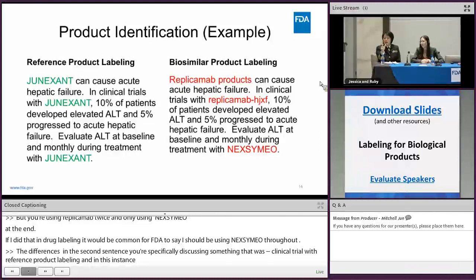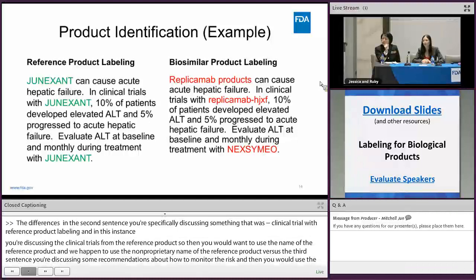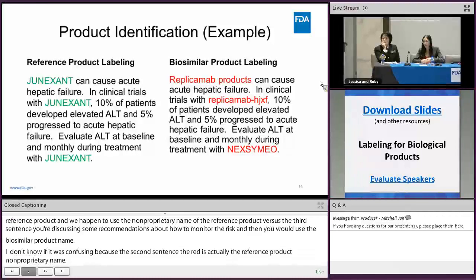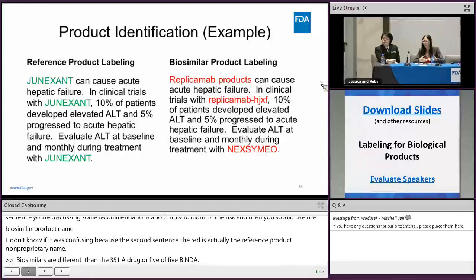Does that make sense? I don't know if it was confusing because the second sentence, the red, is actually the reference product's non-proprietary name. Just to give additional thought processing, biosimilars are different than a 351A drug or a 505B NDA, and between that and the naming conventions, there are different considerations that govern the labeling and how we communicate that information. But we appreciate the feedback, and it's helpful to make sure the information getting out there is helpful and informative to both the prescribers and the people receiving the medication.